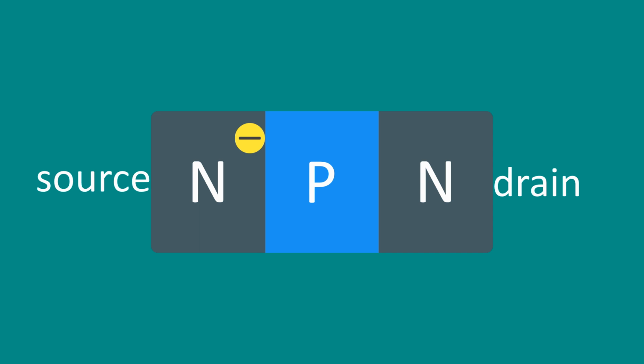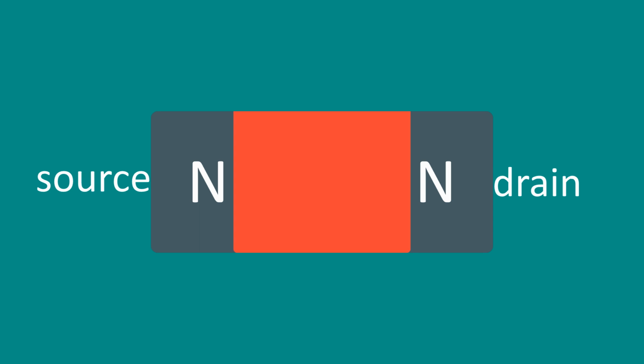Where the N-type and the P-type touch, they cancel each other out, basically making a wall that stops electrons from flowing from the source to the drain. This electron block is called the depletion zone. Now what? The electrons can't flow through, but this is actually on purpose.